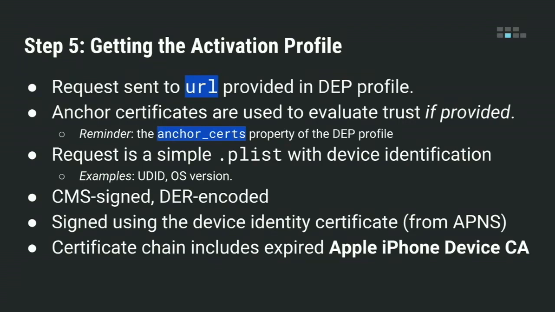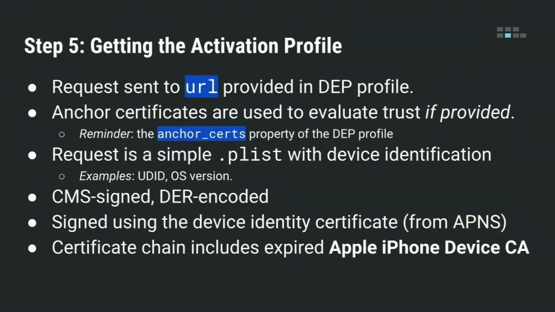Now, a request is a very simple property list containing up to 7 keys, providing device identification. So while the device is identified with Apple already, it now has to prove who it is to the MDM vendor. And in this case, it will provide a serial number, but also a UDID, OS version, product name, that kind of information.